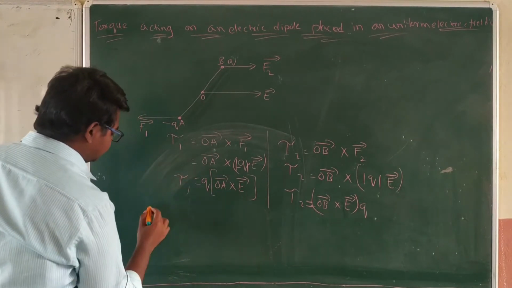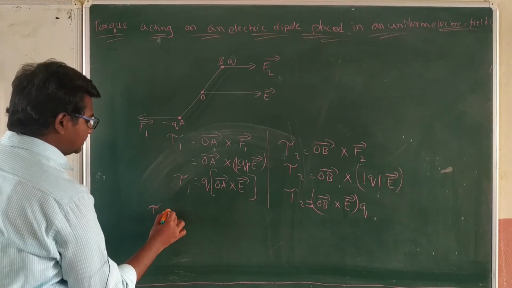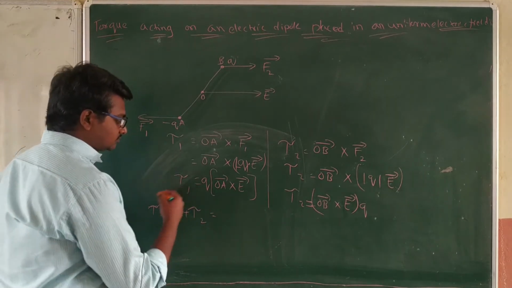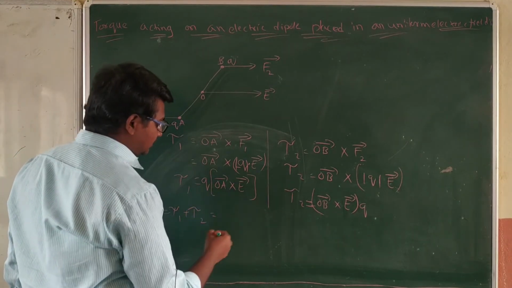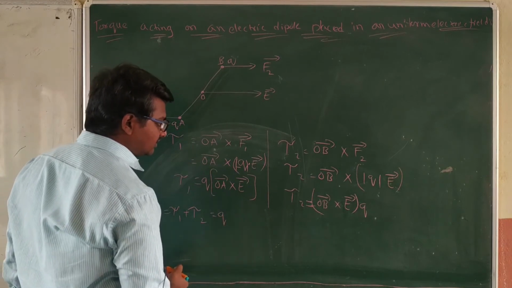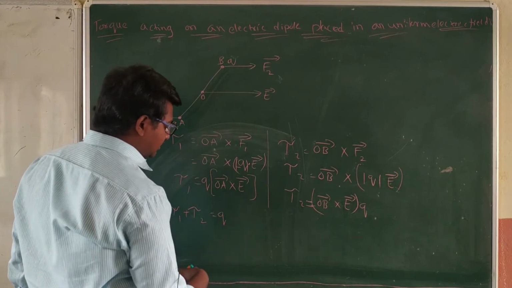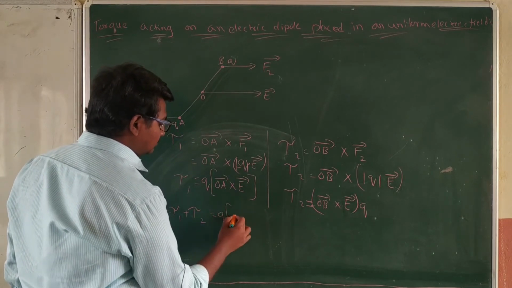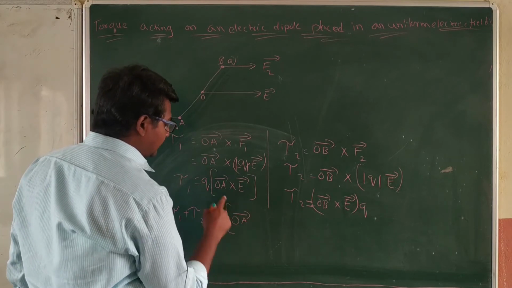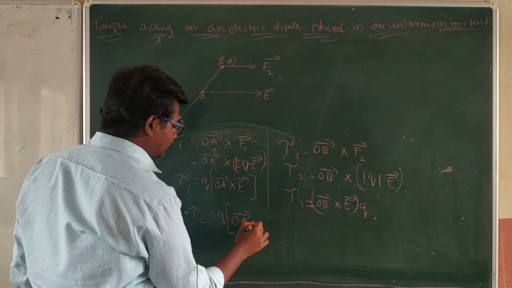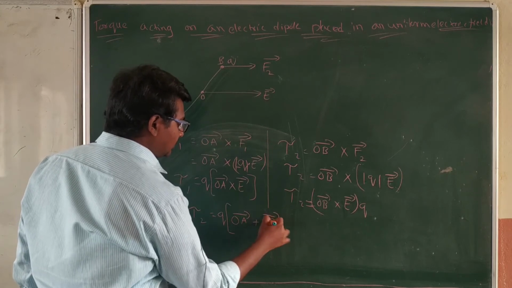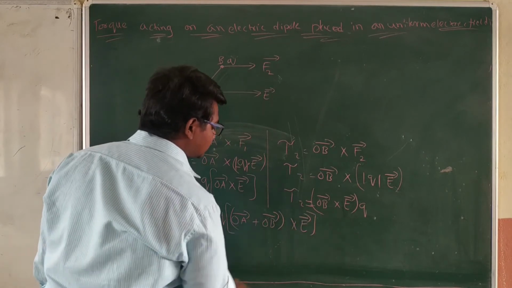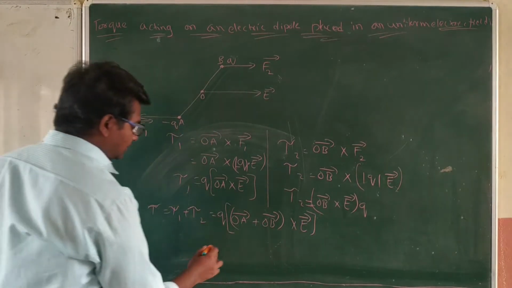And the final torque tau is equal to tau 1 plus tau 2, that is this one plus that one. Here in both cases Q is common, right? And E is also common, right? That's why we take Q first. After that OA bar and OB bar are there. We are adding, that's why OA bar plus OB bar cross E bar. E bar is common in both cases, that's why it comes like this.